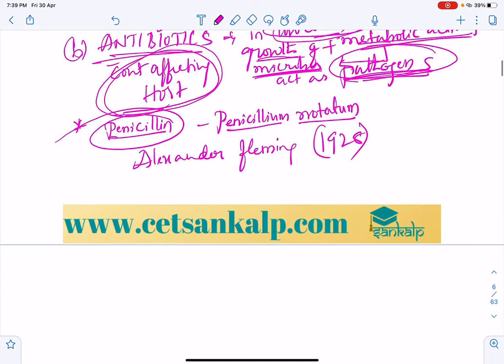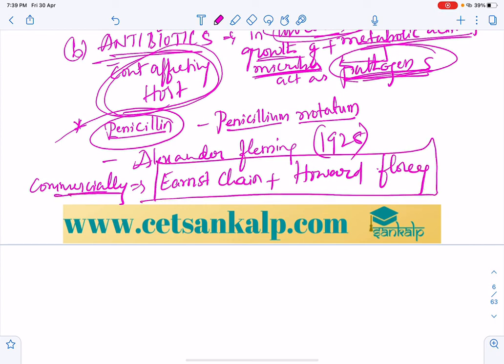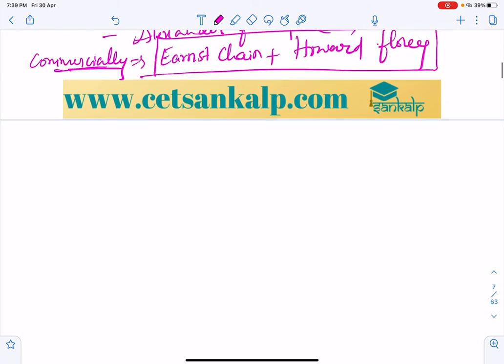There are so many antibiotics which we use, and later this was commercially obtained. Point to be noted, this was commercially obtained by Ernst Chain and Howard Florey. These are direct questions we can expect in the CET. So it was commercially extracted through the efforts of these two. Later they started using it, and keep in mind that the bulk of antibiotics are obtained from eubacteria.